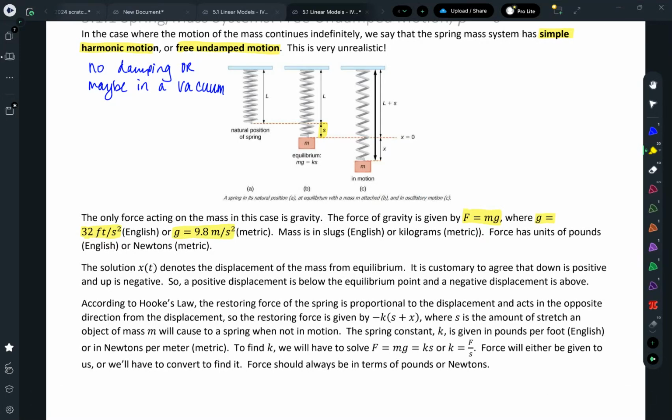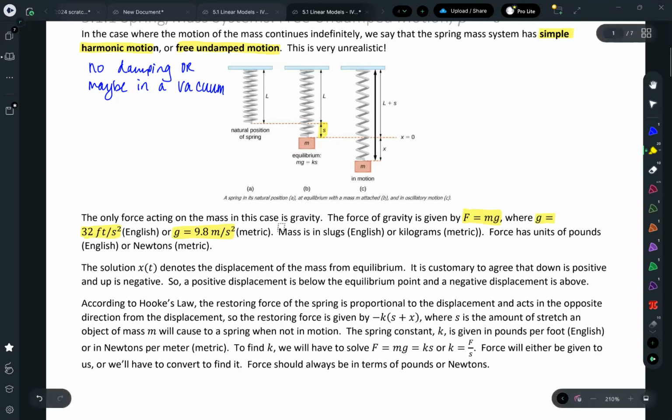You've got to figure out which one to use based on whether you were given information about feet or meters. Technically, the English one is like 32.2, but our book uses 32, and to make your calculations come out the same as theirs, using 32 will help.